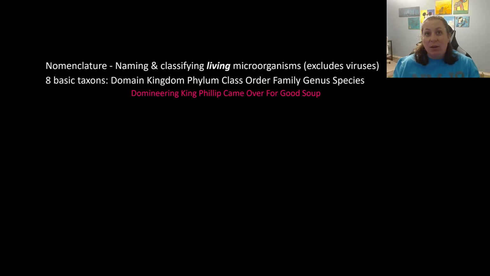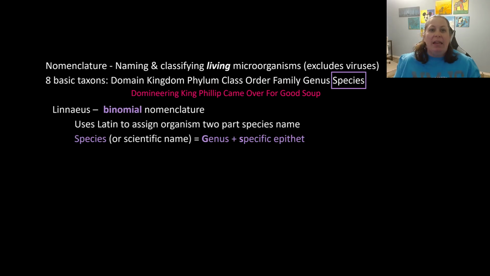When I ask you these questions, I'm not going to give you some weird words you've never seen. It's going to be these, but you're going to need to make sure that you know them in order. The species is really important because that species name is what we call a binomial name. Binomial means it has 2 parts to it, and so we call this binomial nomenclature.